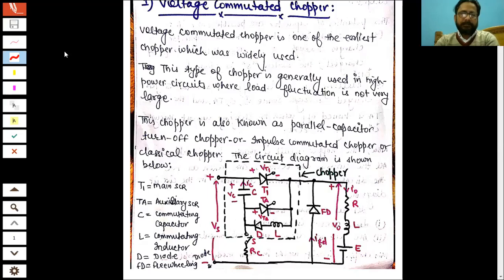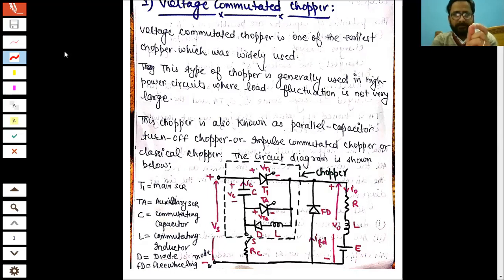So to commutate the SCR in a chopper circuit, we need to apply some commutation techniques. We have certain commutation techniques which we have studied in our first unit. Among those, the forced commutation technique is generally used to turn off the SCRs which are used in chopper circuitries.